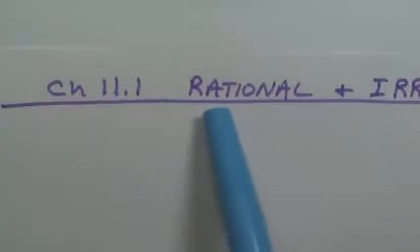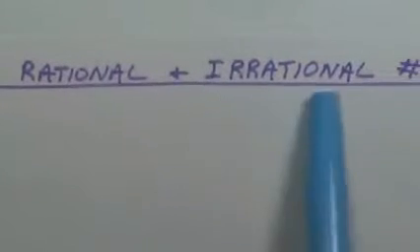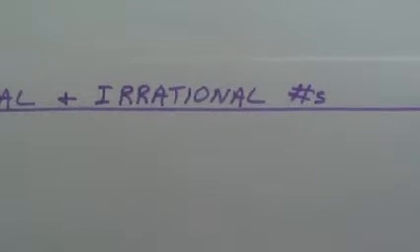Today we'll talk about two types of numbers. We'll talk about rational and irrational. Rational and irrational numbers. Okay, we'll be identifying those types of numbers.